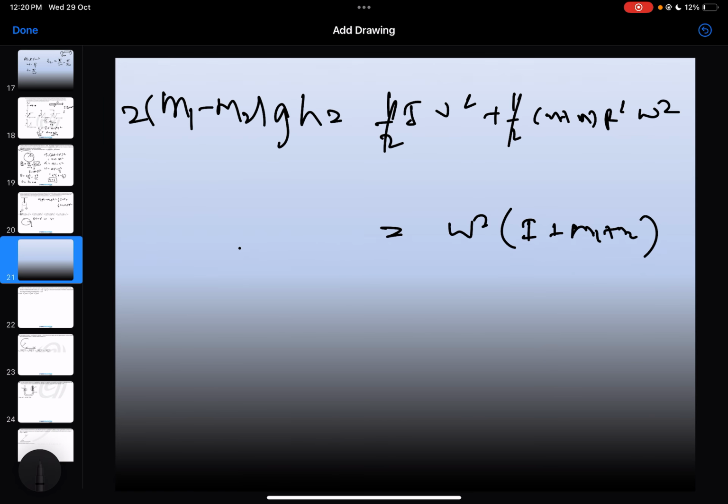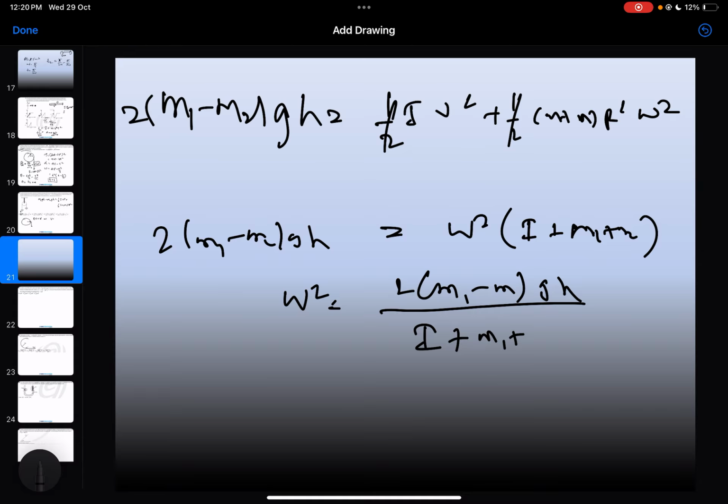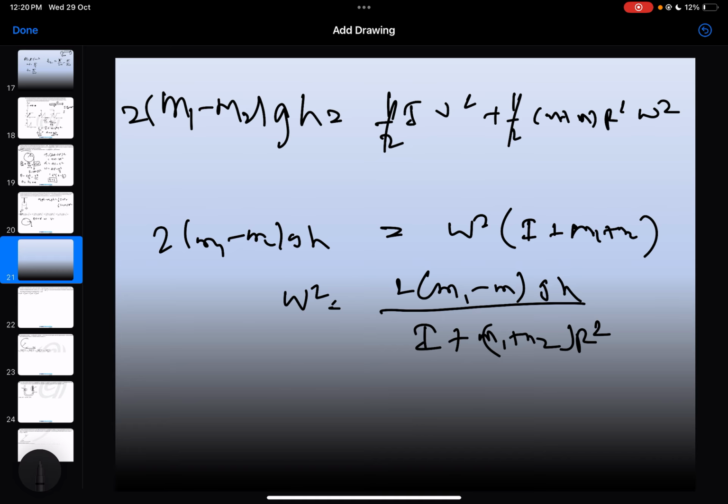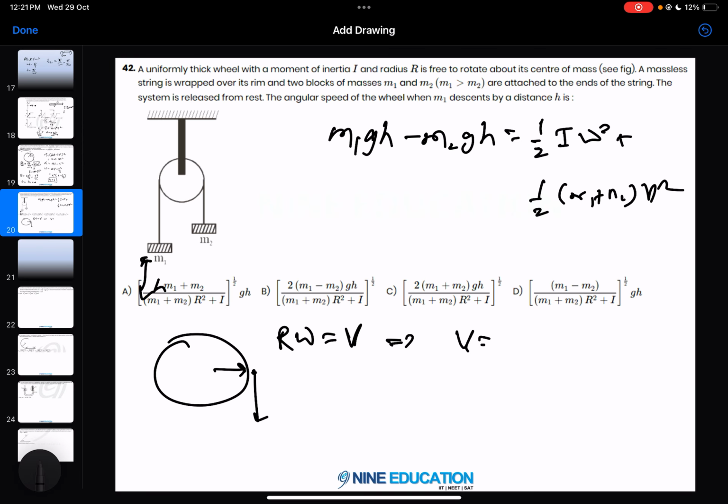And when you send this to the LHS, omega square is m1 minus m2 into gh by I plus m1 plus m2 into r square. So omega is the square root of m1 minus m2 into gh by this.